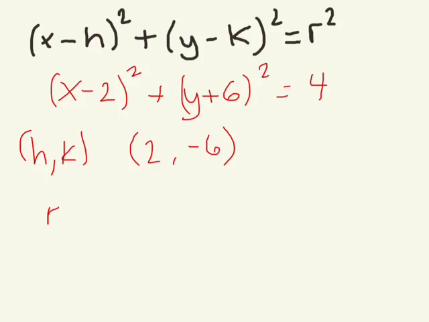My radius is r, so r squared is 4, which means r, my radius, is 2. So if I look at this equation here, (x - 2)^2 + (y + 6)^2 = 4, my center is (2, -6), and my radius is 2.